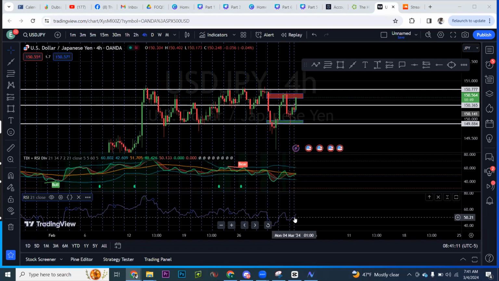So right here in the RSI, it broke above the 50. Price is moving up. So when it's above it, we want to look for buys. When it's breaking below it, we look for those sells.